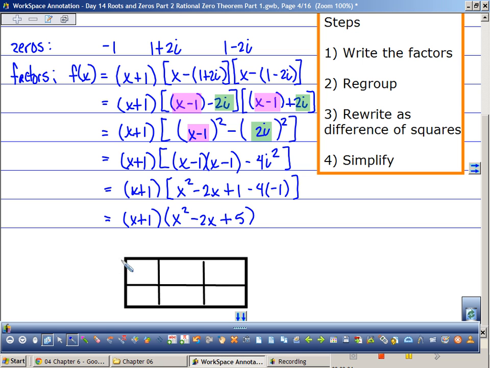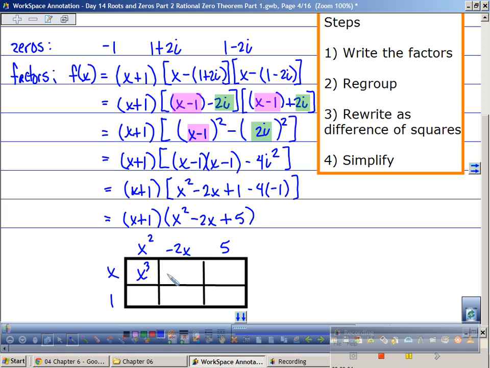You don't have to. I would. You can catch errors really easily this way. Earlier in the day, I caught myself. I made this negative 2x instead of x squared. Watch what happens. We'll just leave the mistake there.